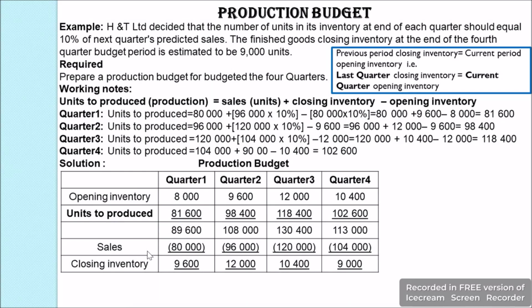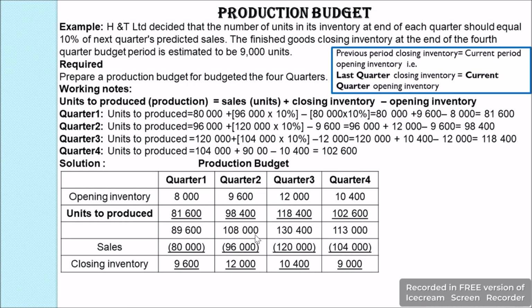From here we subtract the units sold, which we get from the sales budget, and the units sold were 80,000 for the first budgeted quarter. Now we get the closing inventory as 9,600 units. This is the closing inventory for the first quarter, and it will be the opening inventory for the second quarter. So we will start with 9,600 in the second quarter, and then we add units to be produced or the budgeted production of 98,400 units.